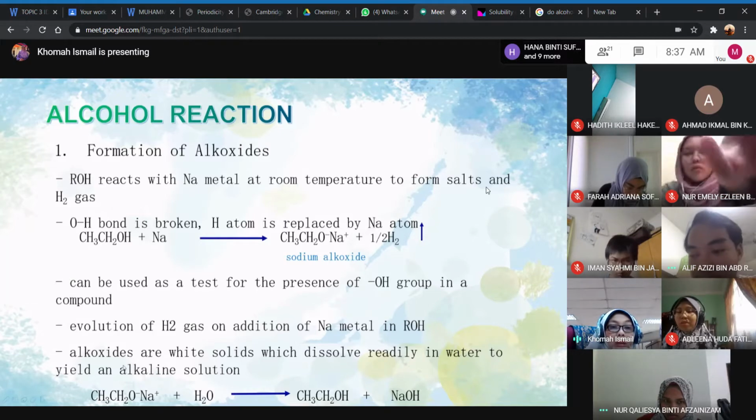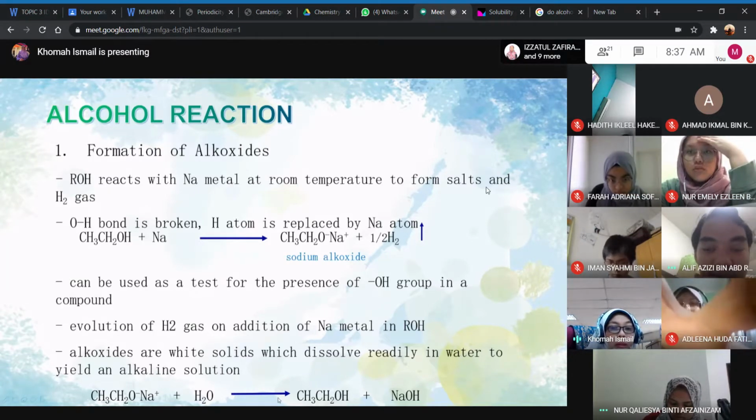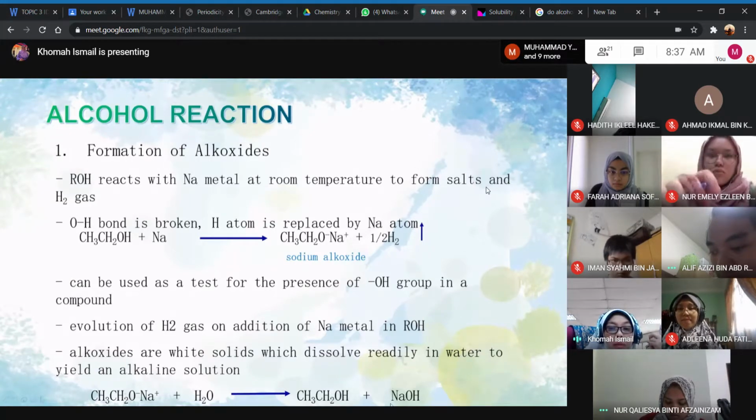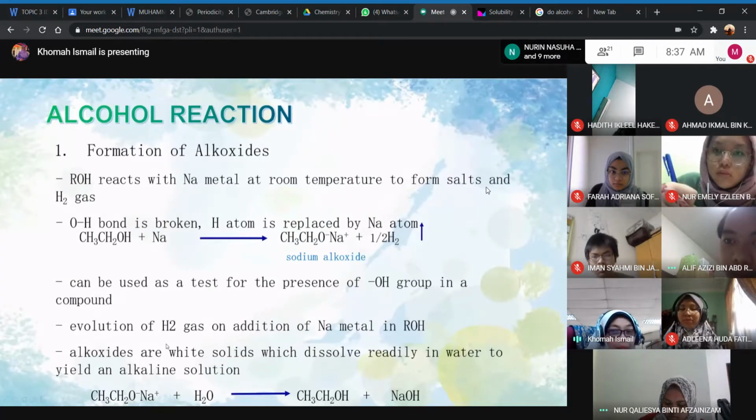Can you see this equation down here? Alkoxides are white solids which dissolve readily in water to yield an alkaline solution. So this is your alkaline solution, sodium hydroxide there. The sodium ion dissolves and becomes sodium hydroxide, and this one becomes your ethanol again. So if you want to test for alkoxide, we add water and it dissolves.